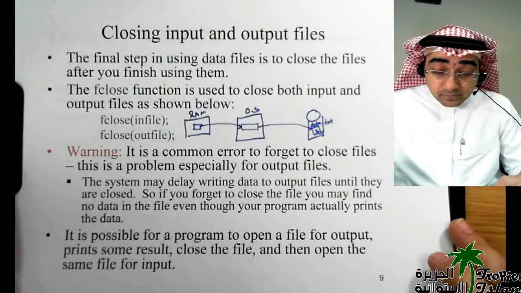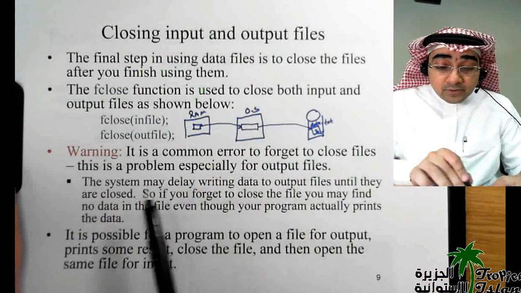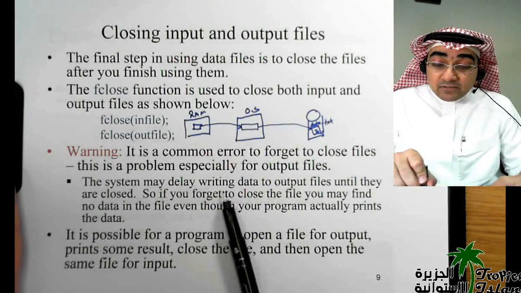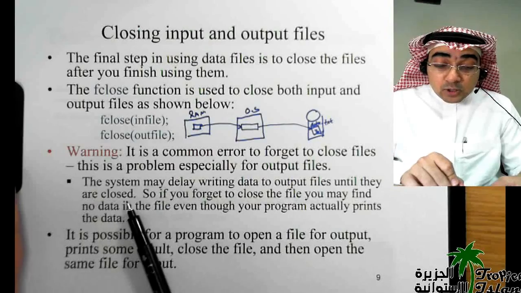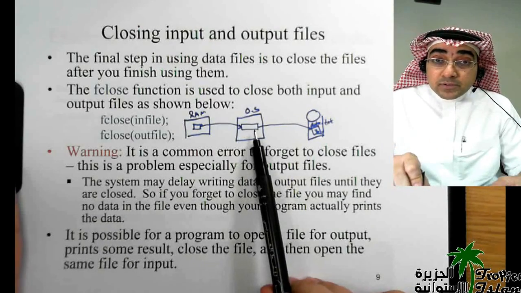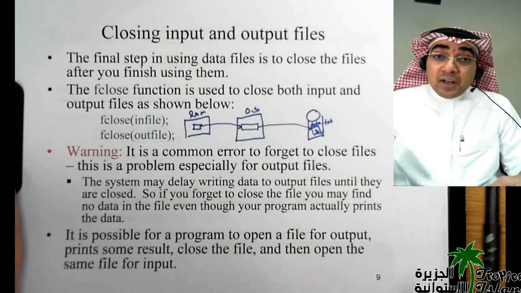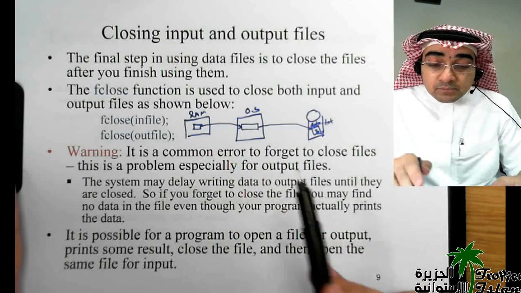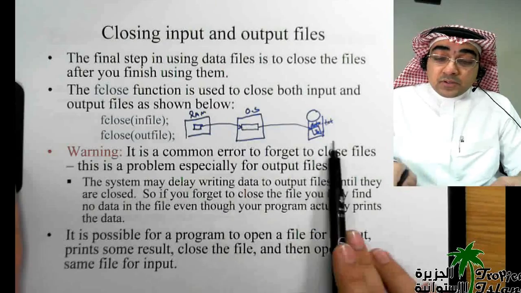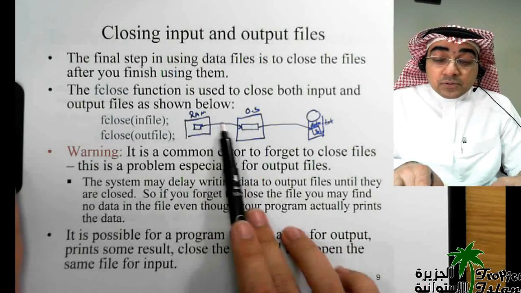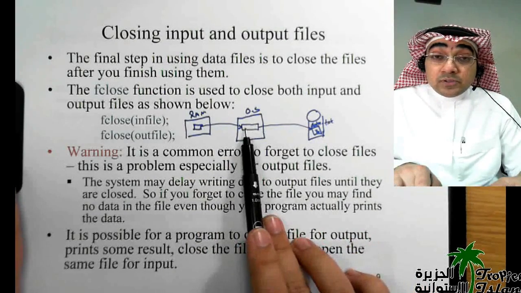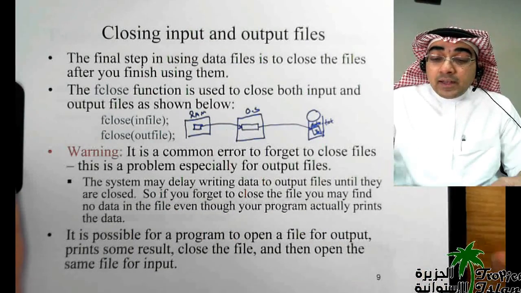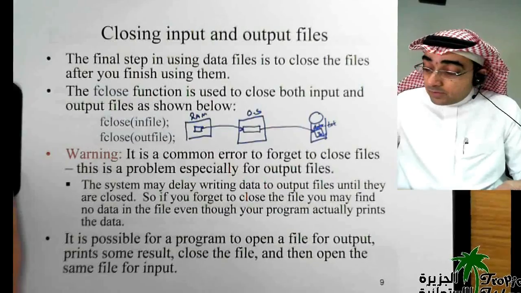This is why we use fopen and fclose. It is a common error to forget fclose. This is a problem, especially for output files. The system may delay writing the data of output files until they are closed. So you don't know when the operating system is going to write. Maybe it's waiting for a specific file size. For example, it has to collect 1 meg and then it's going to write it. So if you enter about 3 letters, it's going to keep them in memory and not write them until you reach 1 meg, or you tell it, I'm going to close this file, so it takes the 3 letters that you have written and puts them into the file.